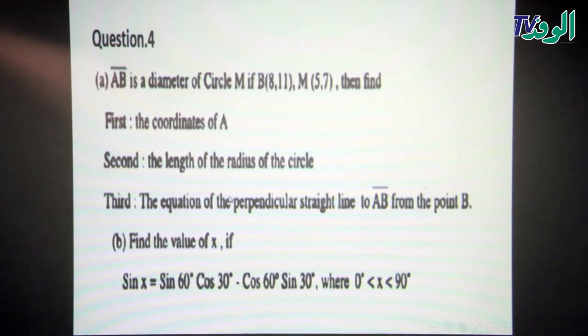Second, the length of the radius of the circle. The radius is the distance between M and B or M and A. طيب أنا متأكد إن M و B دول صح لأن دول في السؤال.